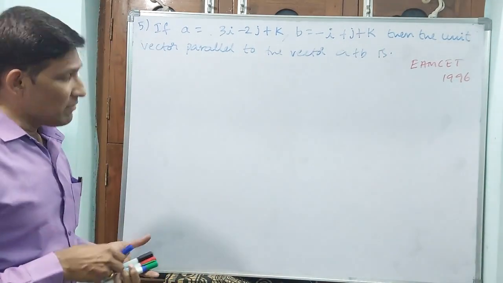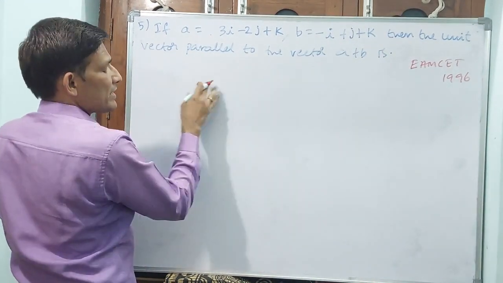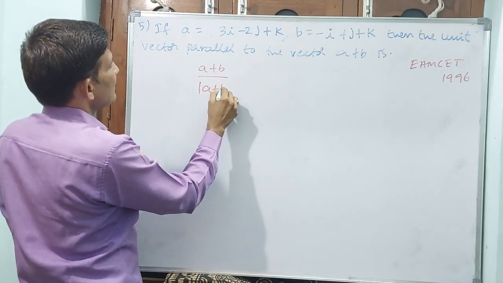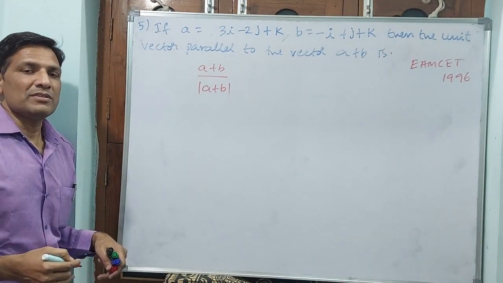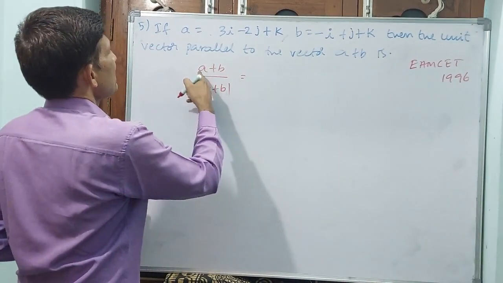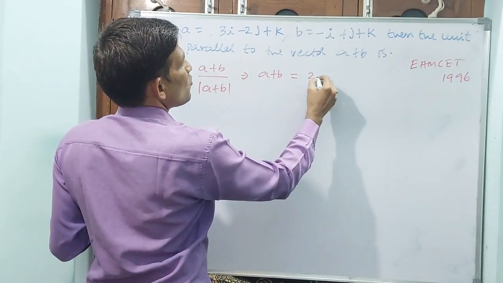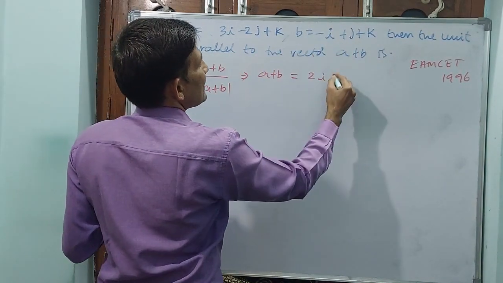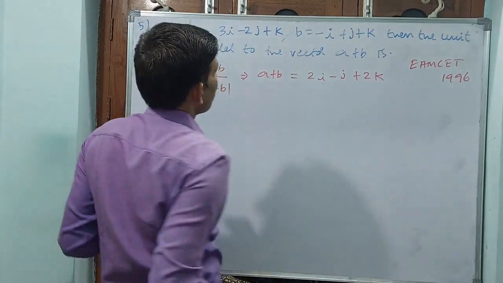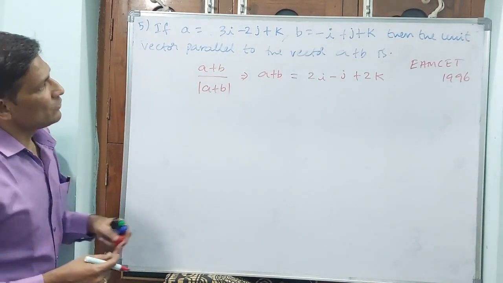Then they are asking for the vector parallel to vector a plus b. First I will write the formula. How are you going to write it? Any vector parallel to a plus b means that vector divided by the modulus of that vector, where the modulus is the square root of i square plus j square plus k square. First of all you find a plus b. A plus b vector means you add: 3 minus 1, 2i; minus 2 plus 1, minus j; 1 plus 1, 2k. See, this is a plus b.